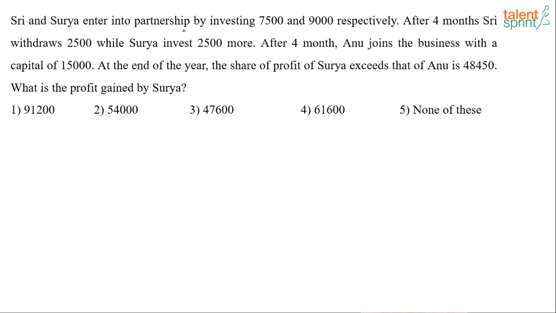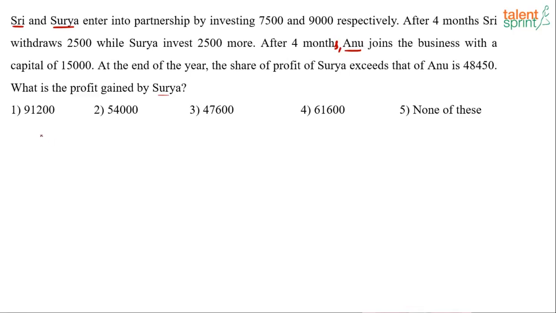Sri and Surya enter into partnership by investing 7,500 and 9,000 respectively. After 4 months, Sri withdraws 2,500 while Surya invests 2,500 more. After 4 months, Anu joins the business with a capital of 15,000, right? At the end of the year, the share of profit of Surya exceeds that of Anu by 48,450. What is the profit gained by Surya? So there are three guys here, Sri, Surya, and Anu, right?